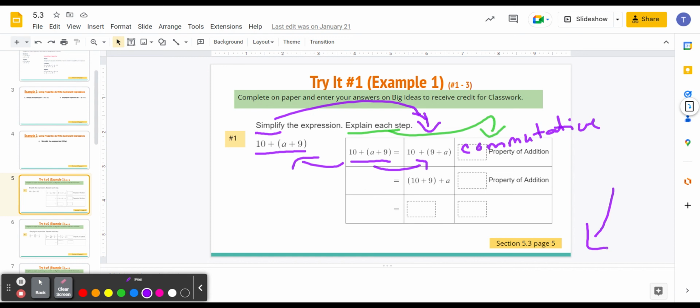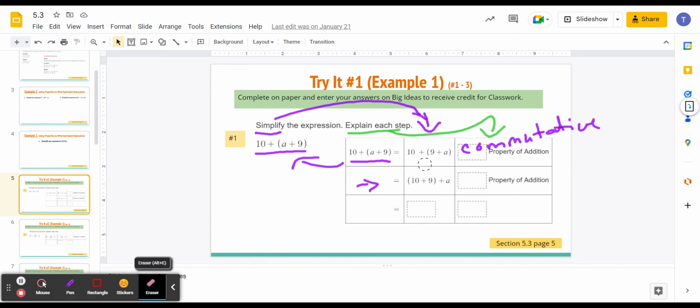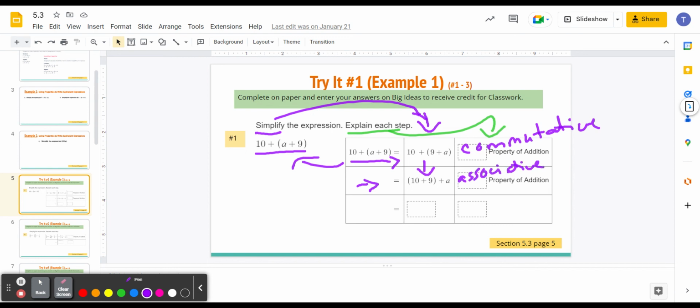For the next one, let me erase this right here, and let me actually erase this arrow. Now you're going from here to here. We went this way, now we're going down. So look at what happened. It was 10 plus, in the grouping, 9 plus A, but now look where the grouping is. They moved the parentheses. So what they did was the associative property of addition.